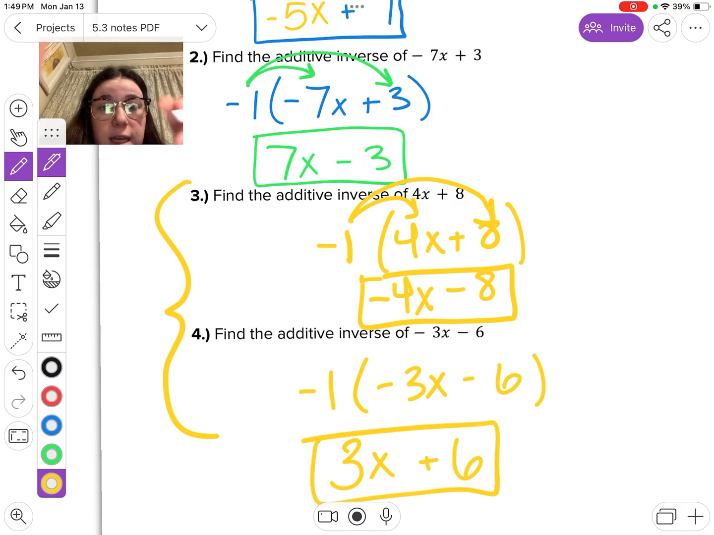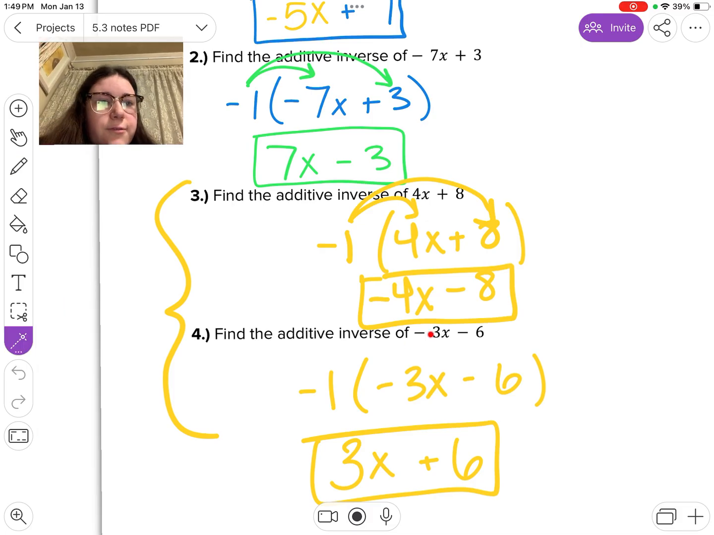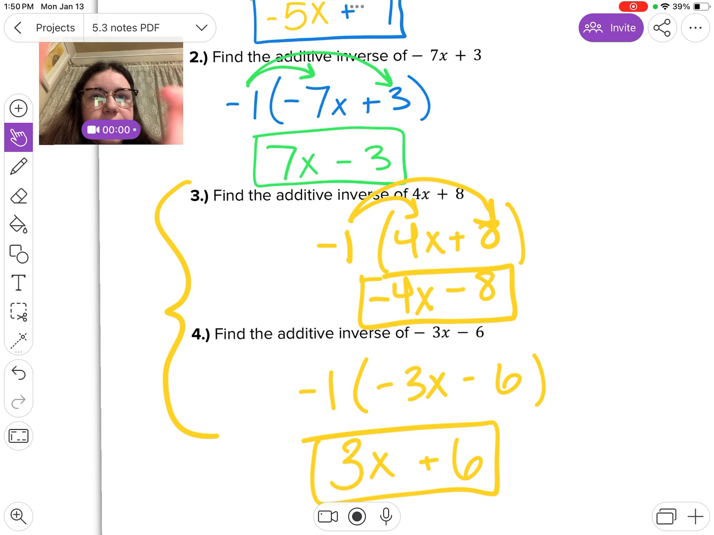The biggest mistake that I see people make on this one is they forget a negative like this, right? It's so easy to go, oh, I'm just going to multiply it really quick. That's 3x plus 6, right? We can't forget this, right? Because if I didn't have this negative here, I would have the wrong answer, right? So you got to pay attention to those negatives. All right. I hope that makes sense.